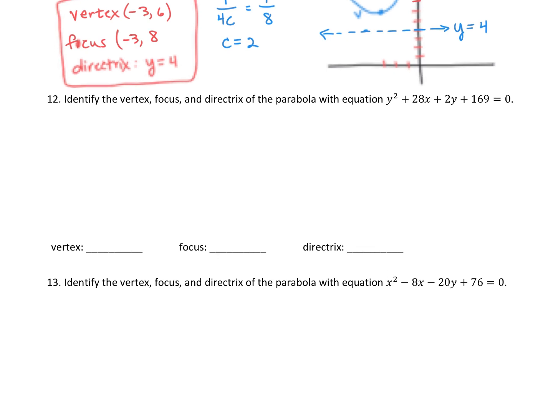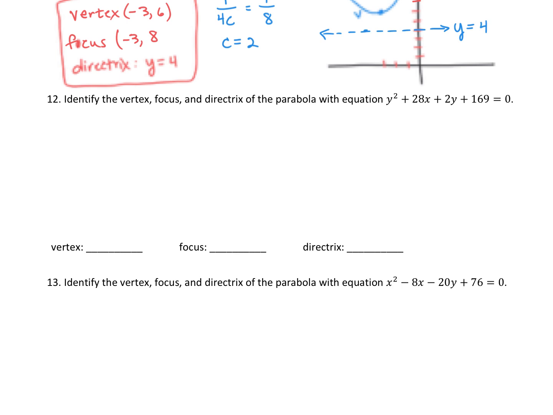All right, so number 12, identify the vertex, focus, and directrix. So same type of problem of the parabola with this equation. This equation is not in our parabola standard form. We are going to have to play around with this equation and get it into that parabola form. The way that we do this is we are going to complete the square.